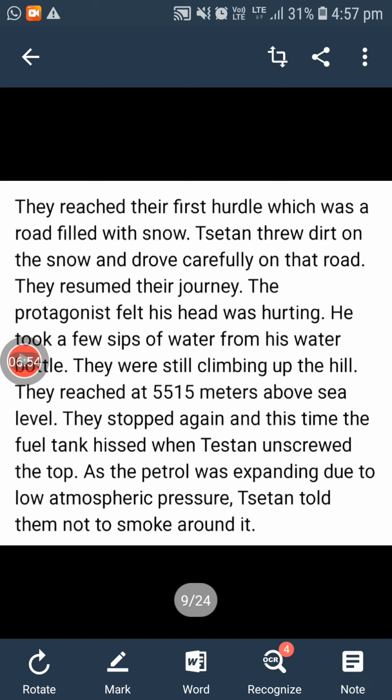There they stopped again, and this time the fuel tank hissed when Tsetan unscrewed the top. As the petrol was expanding due to low atmospheric pressure, Tsetan told them not to smoke around it. So he is quite experienced, we saw.